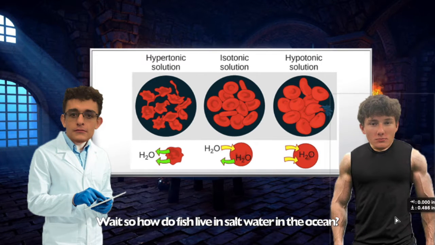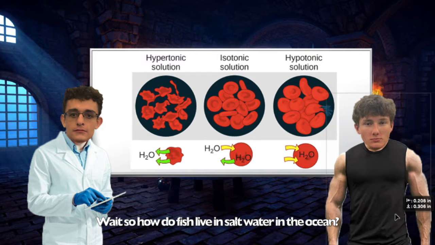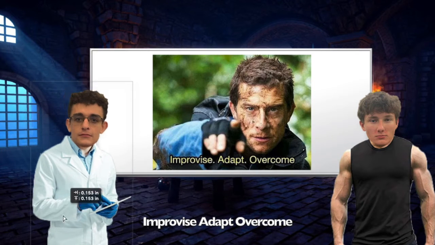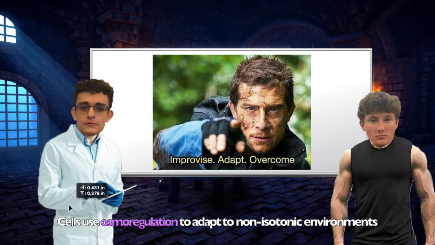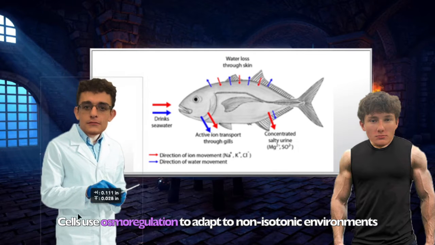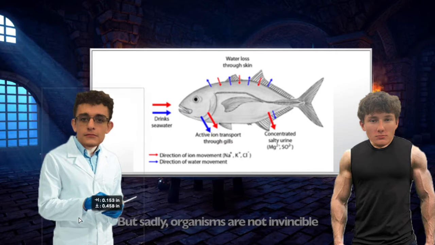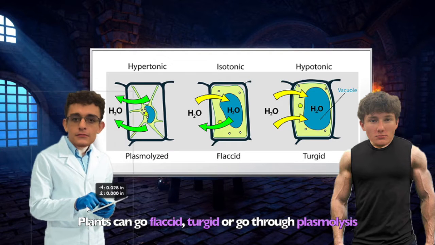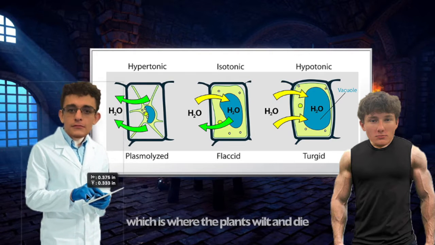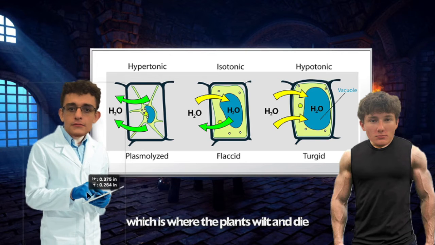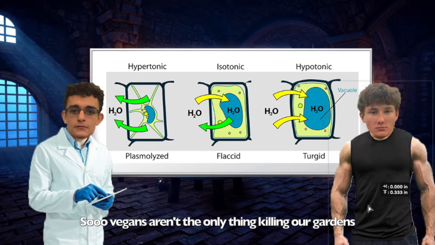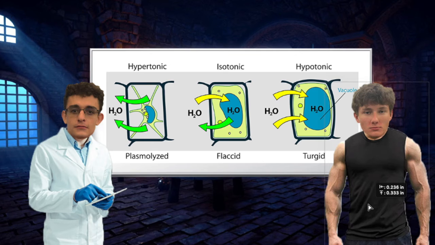Wait, so how do fish live in salt water in the ocean? Improvise, adapt, overcome. Cells use osmoregulation to adapt to non-isotonic environments. But sadly, organisms are not invincible. Plant cells can go flaccid, turgid, or go through plasmolysis, which is where the plants wilt and die. So, vegans aren't the only thing killing our gardens.